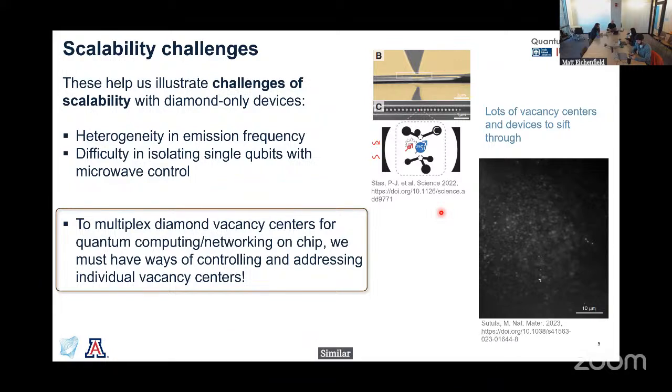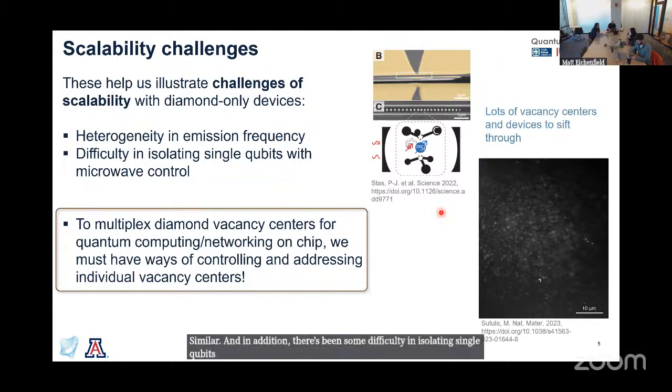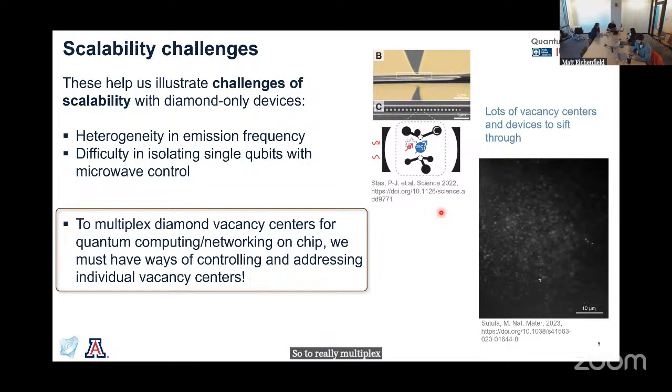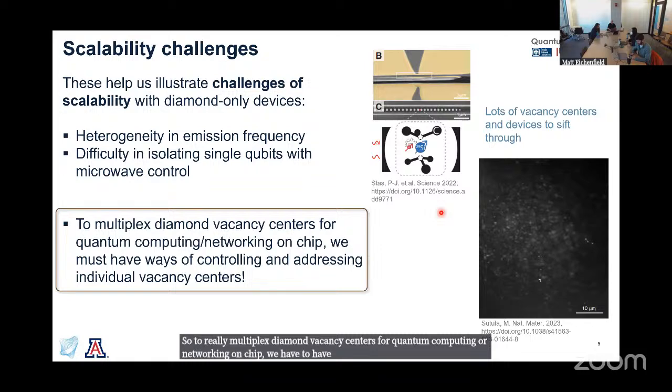In addition, there's been some difficulty in isolating single qubits using a microwave drive to do the qubit control. So to really multiplex diamond vacancy centers for quantum computing or networking on chip, we have to have ways of controlling and addressing individual vacancy centers.